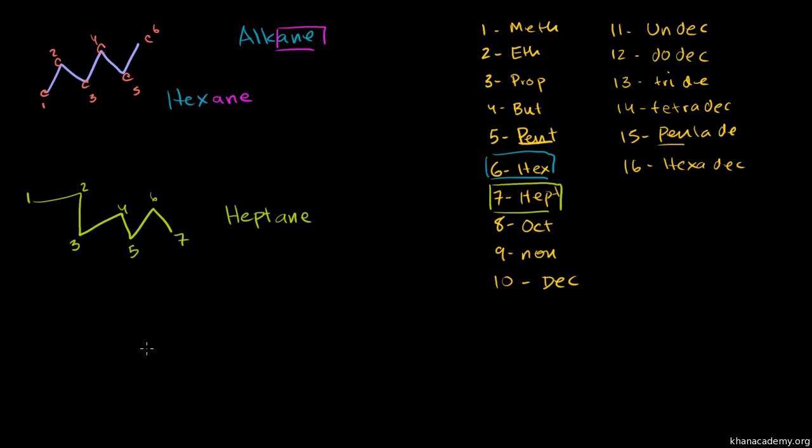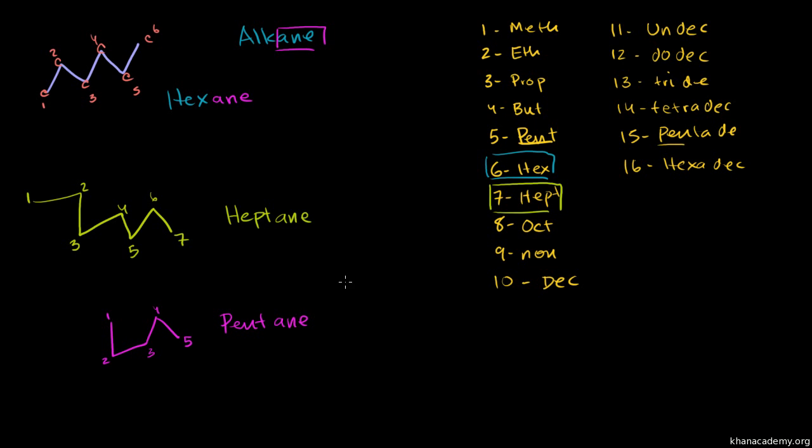Now, if things form a ring, I should say, we put the prefix cyclo in front of it. Let me show you what I'm talking about. If I just have 5 carbons, 1, 2, 3, 4, 5, okay, so that's 5 right there. 5 carbons in a chain. If I just have 5 carbons in a chain like this, it would be pentane.